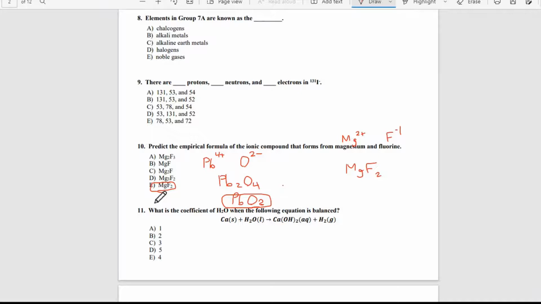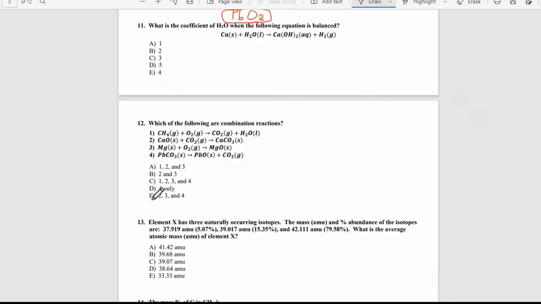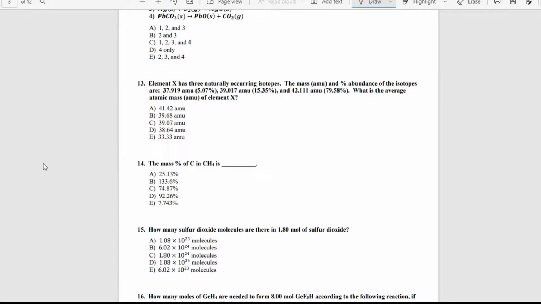All right. Any other questions? Which one? 13? Sure. So 13, it says element X has 3 naturally occurring isotopes. The mass and the abundance of the isotopes are as follows. What is the average atomic mass?